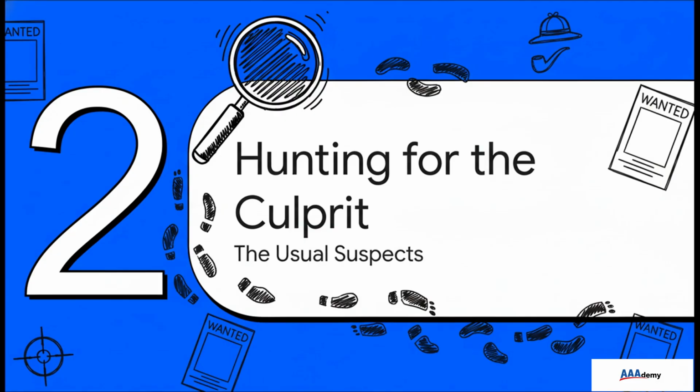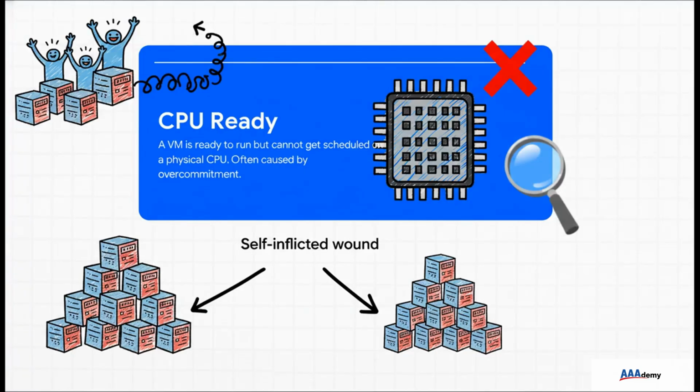Okay, so we've got our method, we've got our tools. Now it's time to go hunting for the culprit. And in any VMware environment, there are a few usual suspects that always seem to show up at the scene of the crime. First on our list is a classic troublemaker, CPU ready.